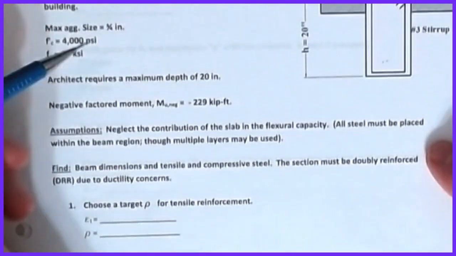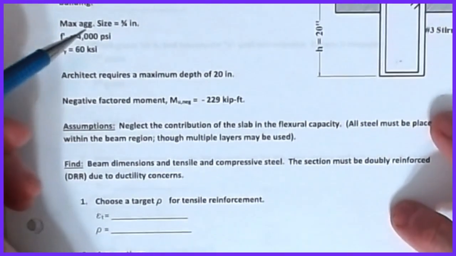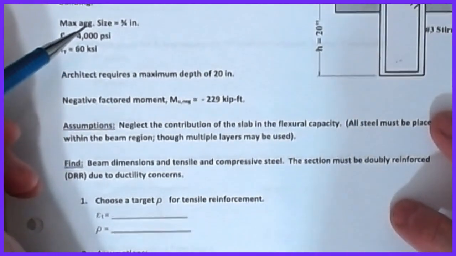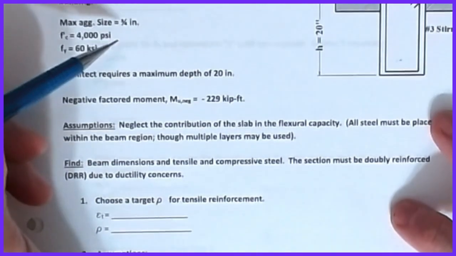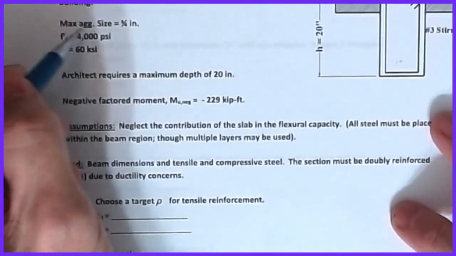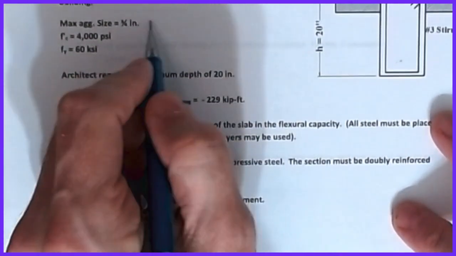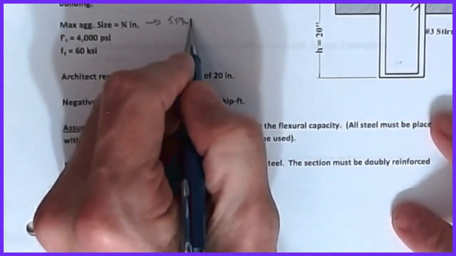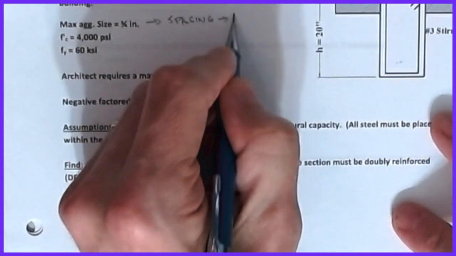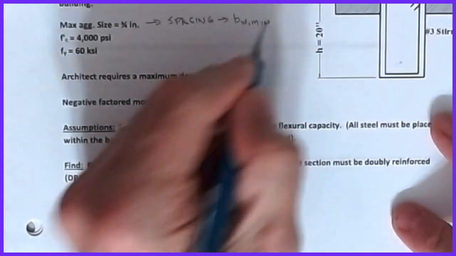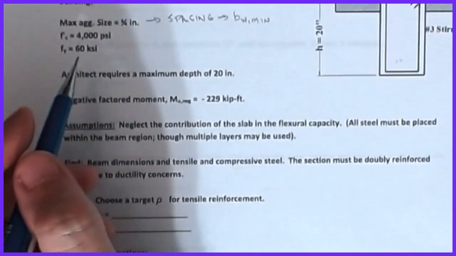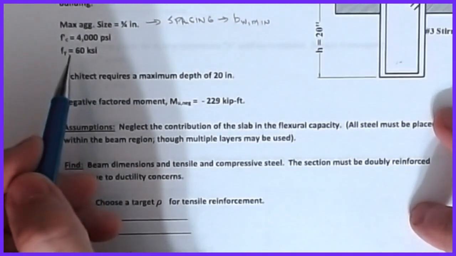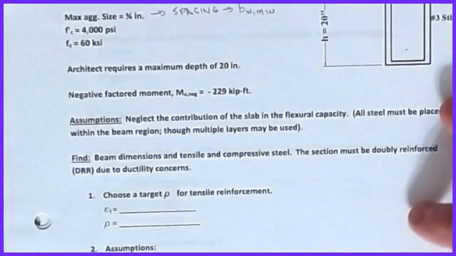Okay. So the factors that were given in this: the max aggregate size is, let's see if I can read that, 3/4 of an inch. I know it's a little small even on my page. So it's a 3/4 inch max aggregate size. Again, this gets me to my spacing requirements. It's one of the factors for spacing. And so we'll use that to check our minimum width to make sure that once we get to that point, we can get all of our reinforcement to fit into the section. And then basically f'c is 4,000 psi, and fy is 60 ksi.